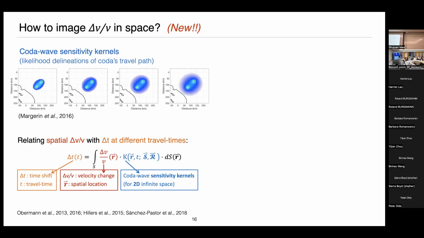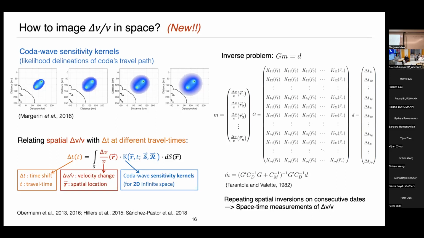This equation may appear familiar to you as in many geophysical problems, which means that we can then derive delta V over V by solving an inverse problem, where the G matrix, the design matrix, consists of all the kernels that we can theoretically calculate. And the D vector consists of all the delta T that we can directly measure from the coda waveforms. And then the model parameters we invert for are delta V over V at different locations.